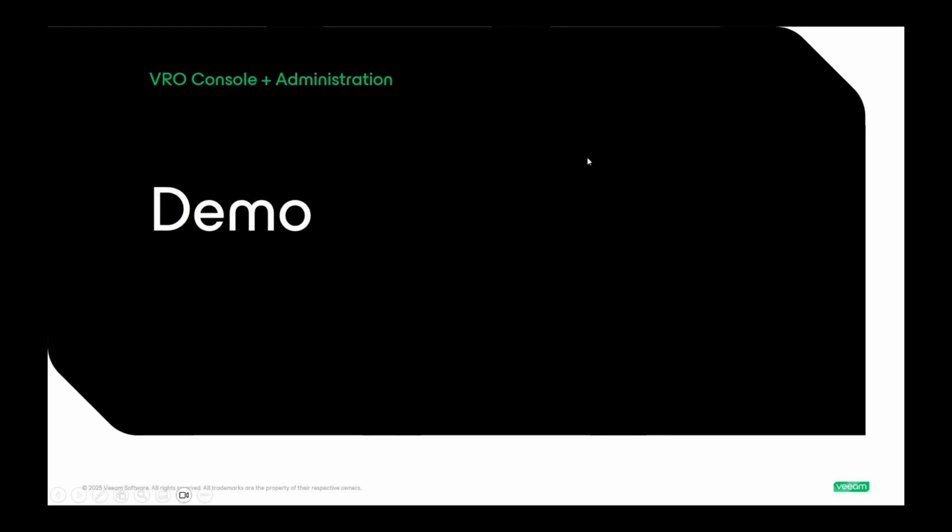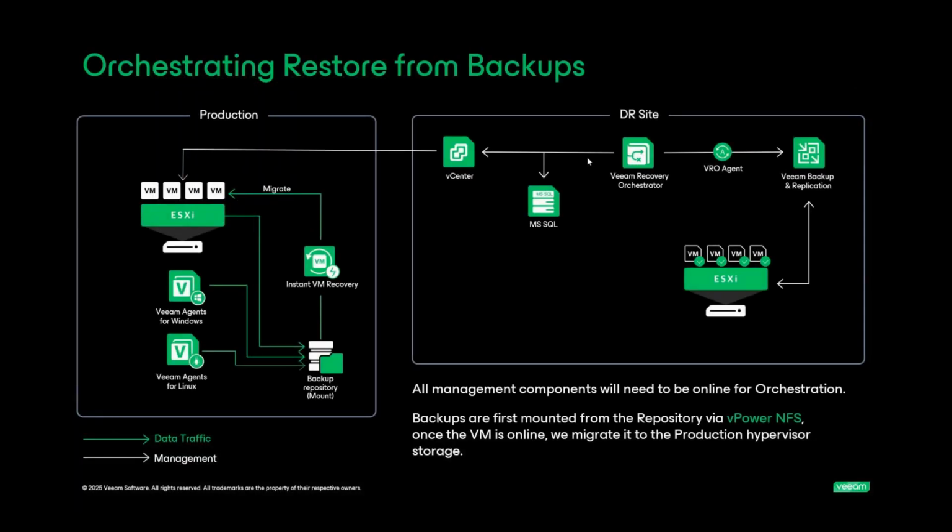Okay, so while Jason presented the administration, the console, and how to actually set up VRO, now we have VRO up and running. We need to actually start doing some recoveries, right? So let's look at what possibilities it offers. We can orchestrate restore from backups. We can connect to our backup repositories and start orchestrating recovery of the VMs that are stored on those repositories.